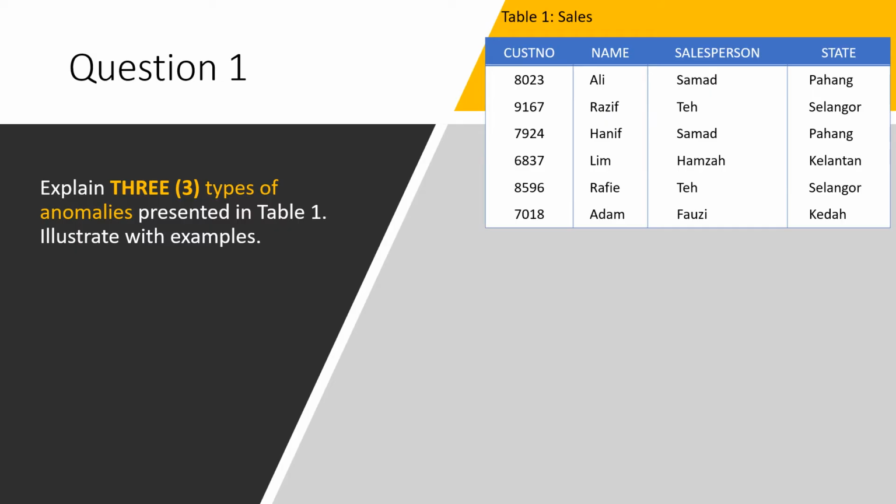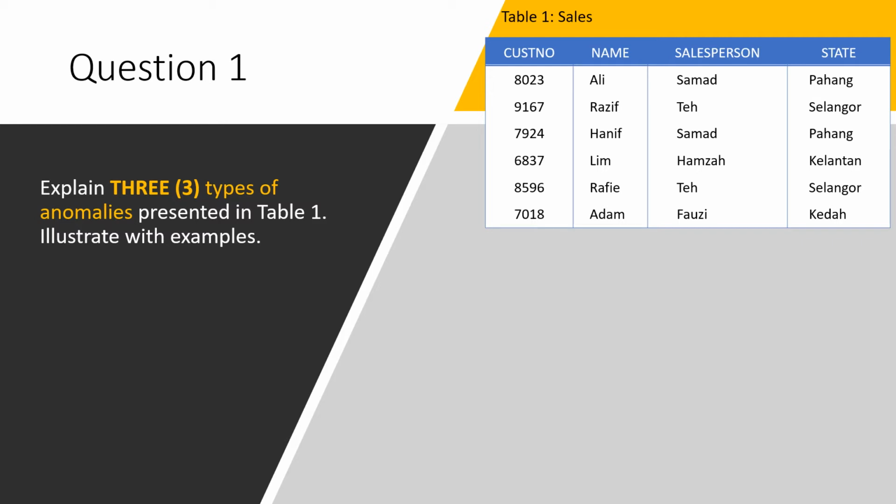Okay, let's go to question number 1. Explain three types of anomalies presented in table 1. And students need to illustrate with examples. We can see here in table 1, there are 4 attributes which are customer number, name, salesperson, and state.